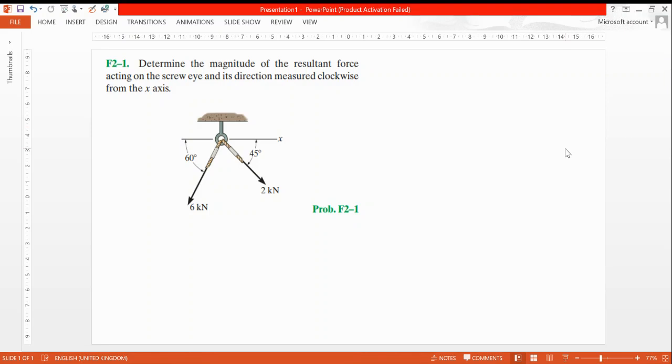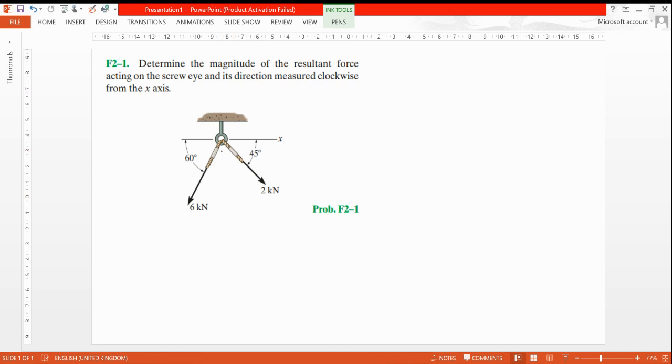Hi, this is our second video about statics. The question is: determine the magnitude of the resultant force acting on this cuboid and also find its direction, clockwise from the axis. So we will find FR, the resultant force, and the second one is the angle from the axis. Okay, let's start.